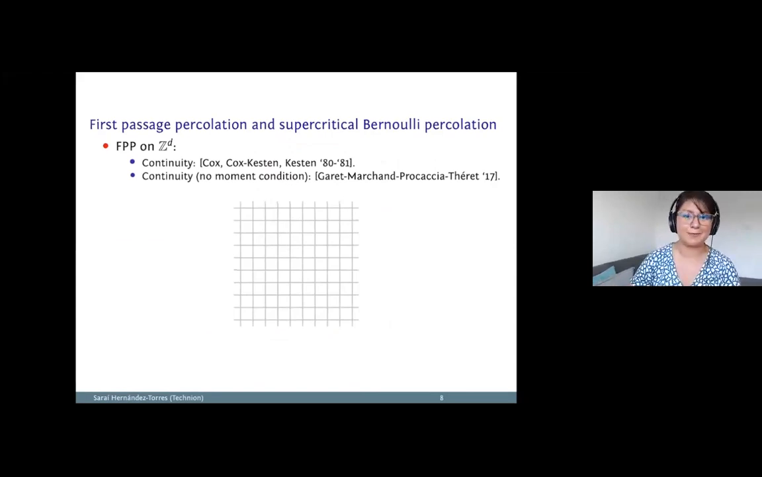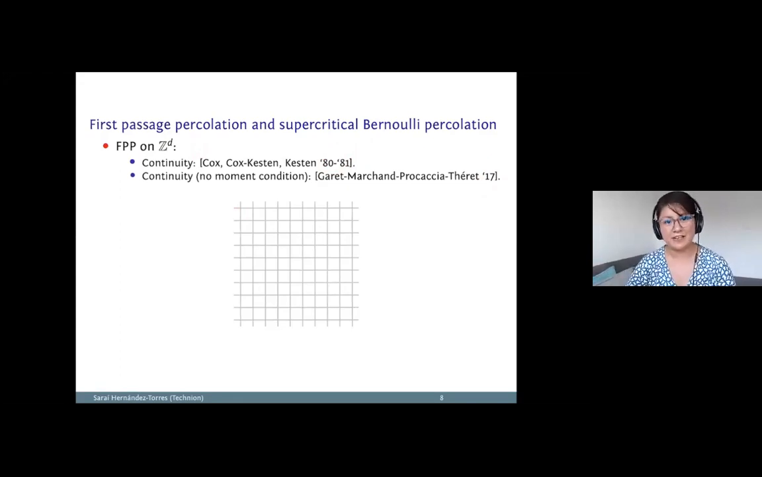Really, the name of time constant comes from first passage percolation. So in a series of papers of Cox and Kesten, the continuity was proved. The continuity refers to this: if I have a distribution of the passage times and these distributions converge weakly, then the corresponding time constants converge as well. But in these papers, there is a moment condition. And sometime later, so this is from the 80s and this is from 2017, a general theorem without moment conditions was proved by Garrett, Marchand, Prakash, and Third.